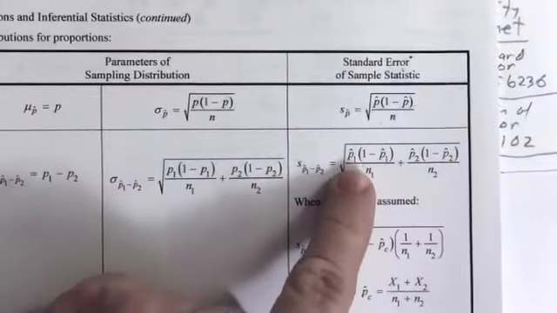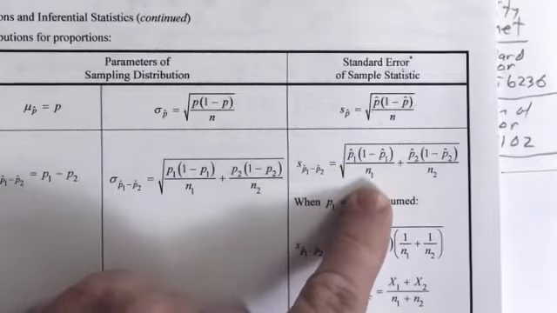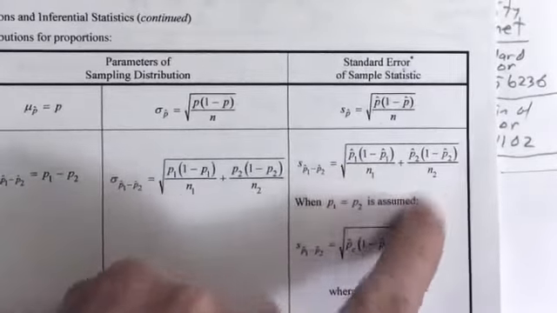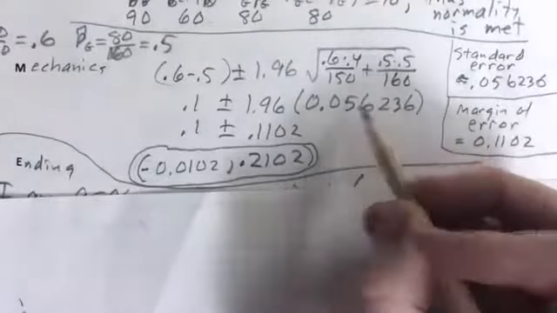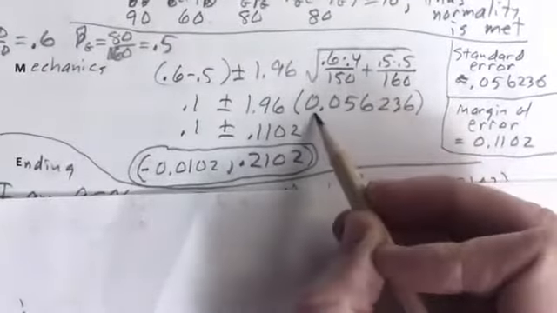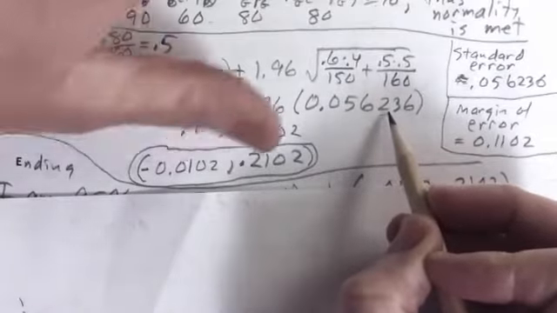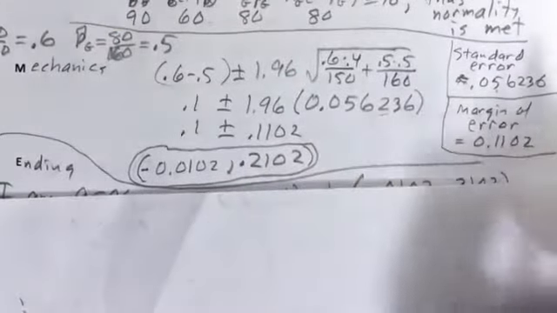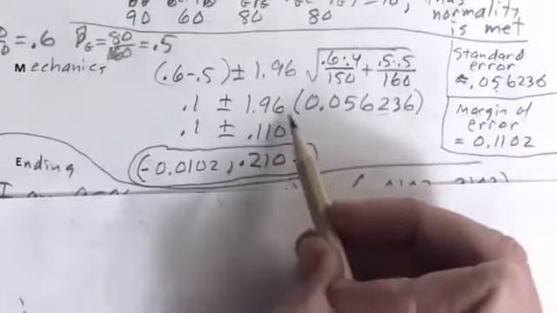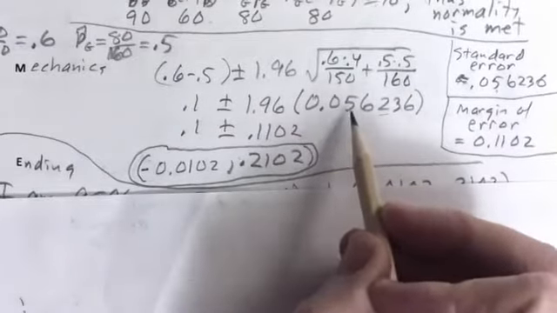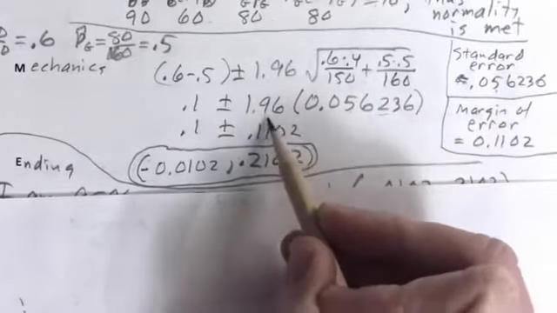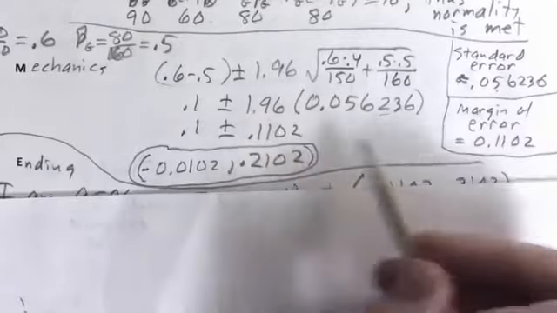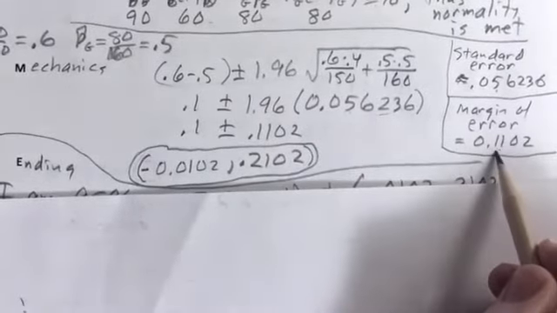It's the square root of p hat times 1 minus p hat over n for both the boys and for the girls. And so right here, there's your standard error. The problem asks what's the standard error, and there it is. Then the margin of error is just critical value times the standard error, so it is just 1.96 times that, which is 0.1102. And that's, in essence, your margin of error.